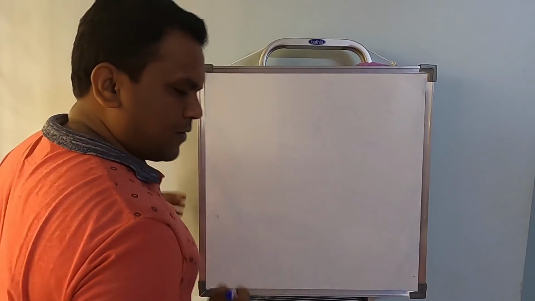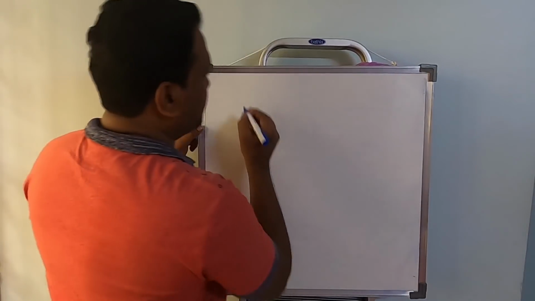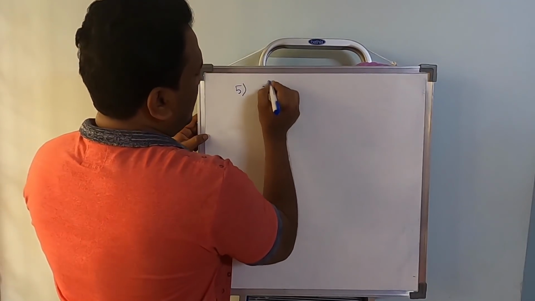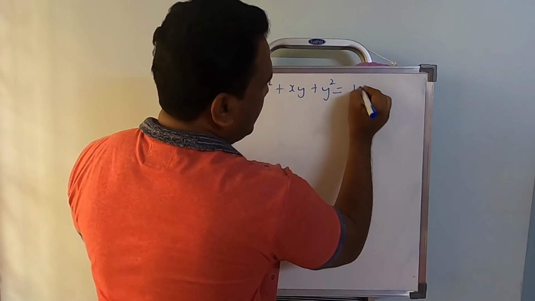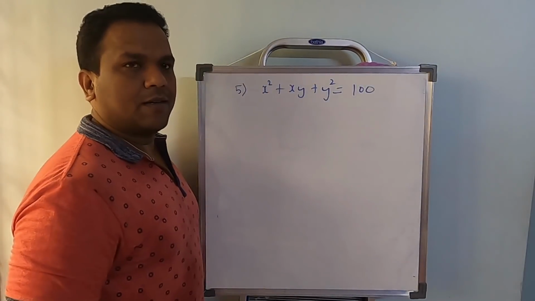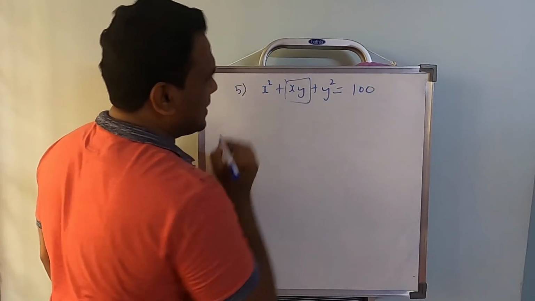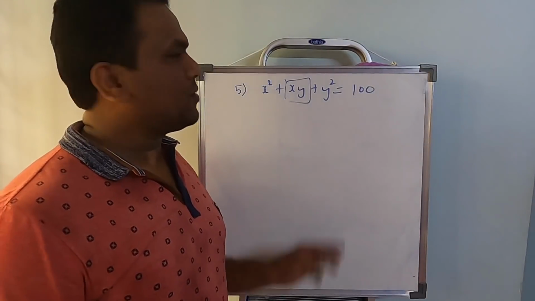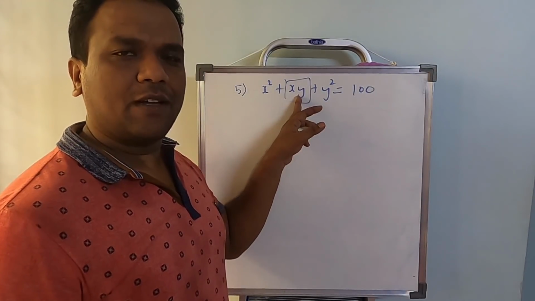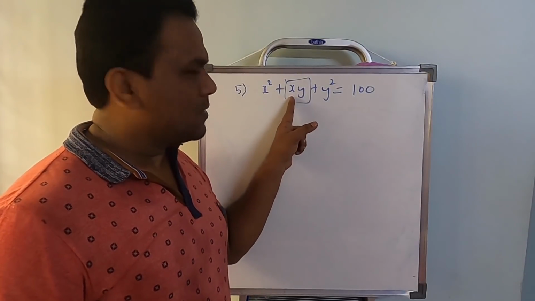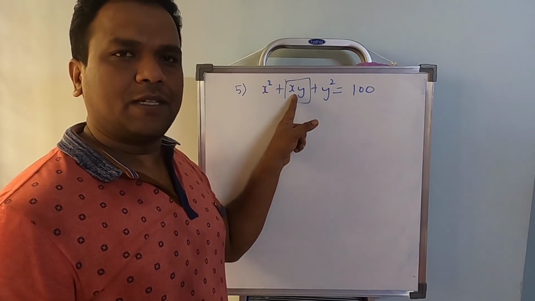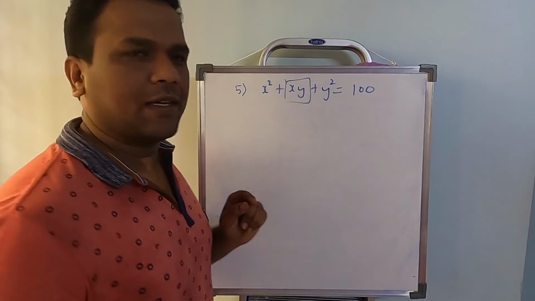Now let's move to the fifth problem. The fifth problem is x square plus xy plus y square is equal to 100. So once again, product of xy. Both are variables, so product rule has to be applied while differentiating xy. Most of the students will go wrong in recognizing this product rule when doing implicit differentiation. So just take care of this one thing.